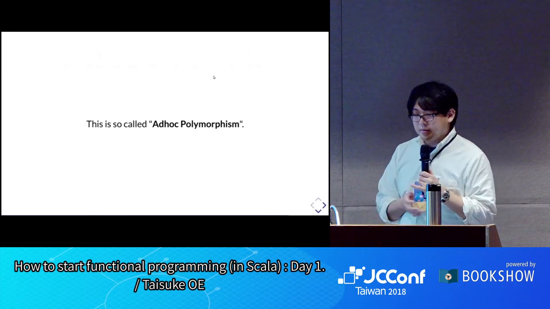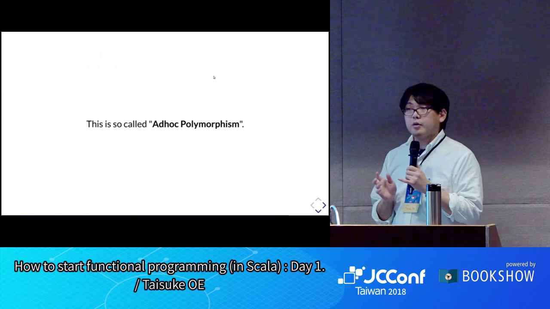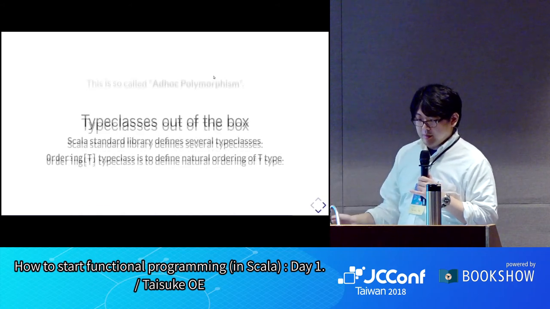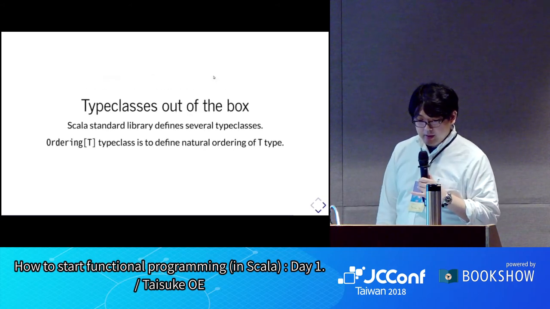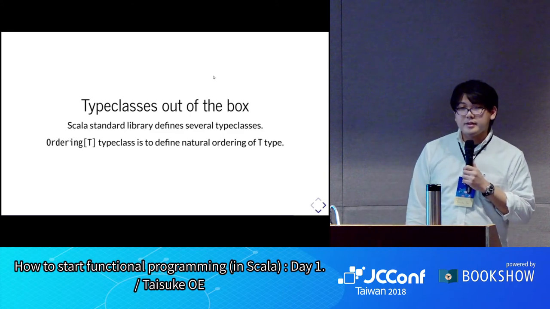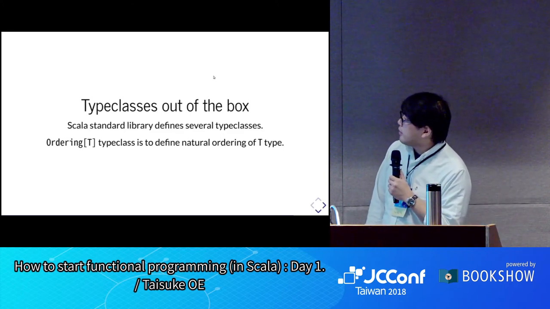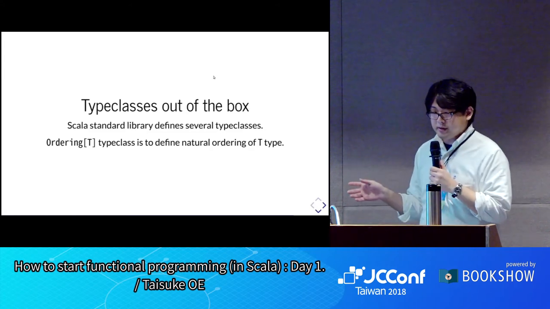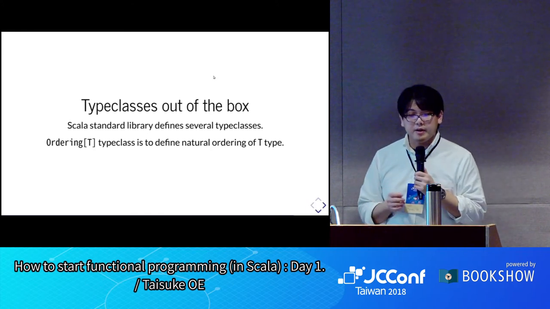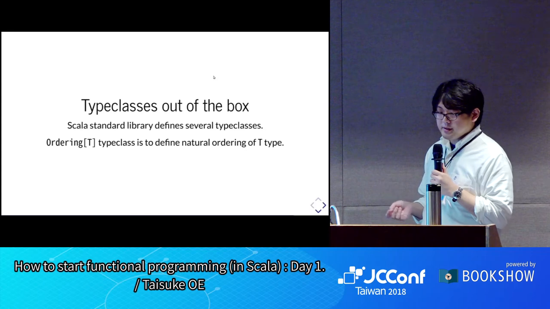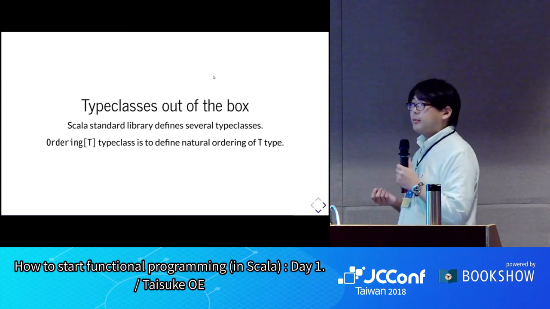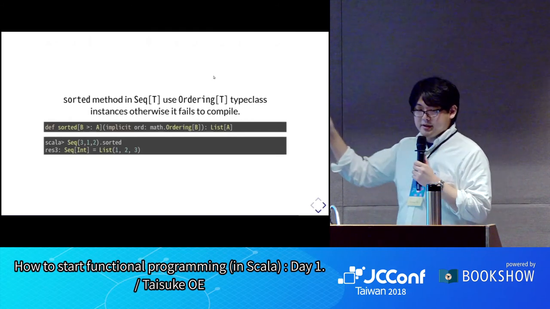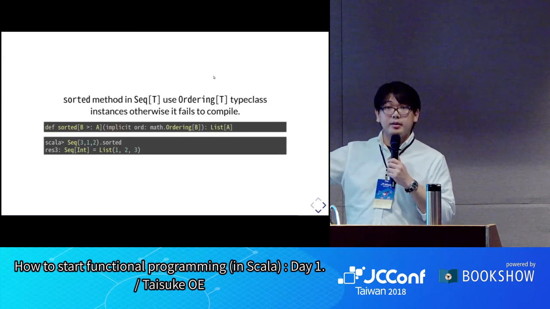So this kind of technique will also be called ad hoc polymorphism, because it's the ad hoc added new behaviors. Type classes are not really new techniques. They are already defined in the Scala standard libraries many times. For example, Ordering is a very straightforward type class that defines the natural ordering of type T. It is already used in the sorted method in Sequence in the Scala standard library.